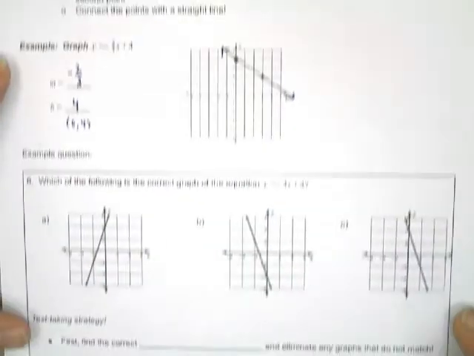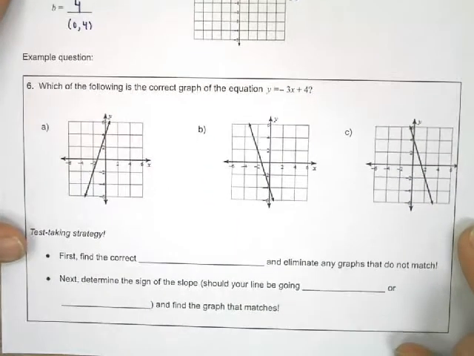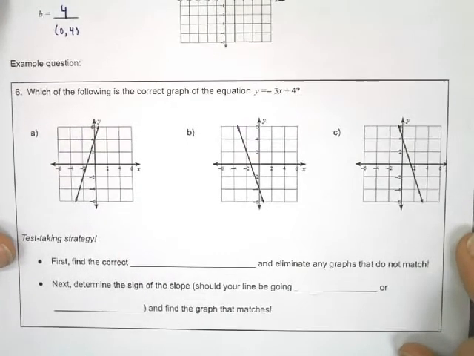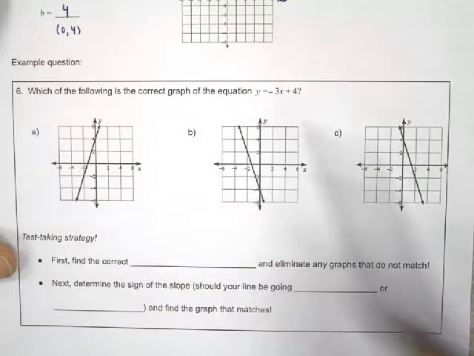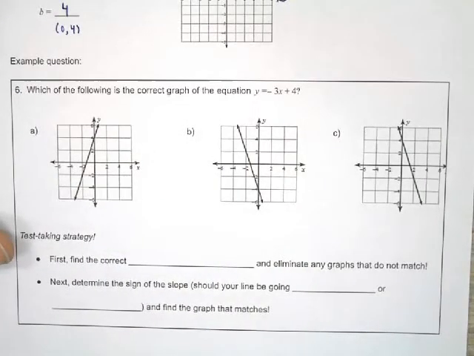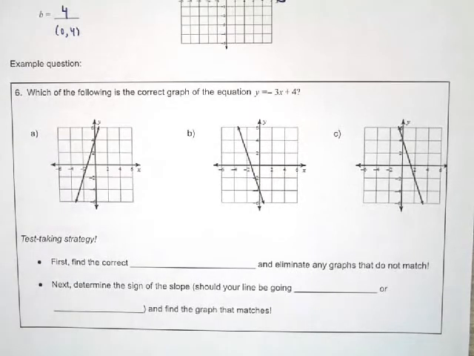Now, you guys are taking a multiple choice final, so you won't actually be graphing the line. Here's what your question will look like. They're going to give you some graphs, and the question will ask which of the following is the correct graph to that equation. Now again, I'm going to show you a strategy that will actually make this easier on you.